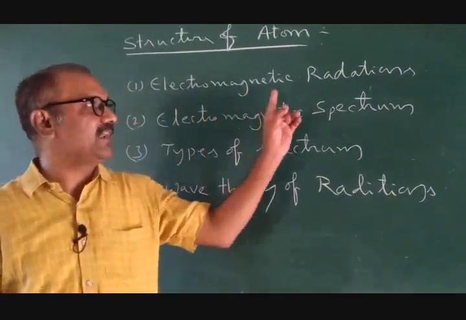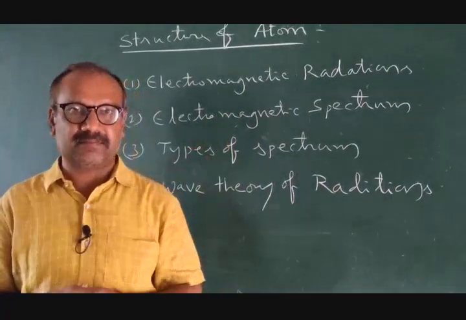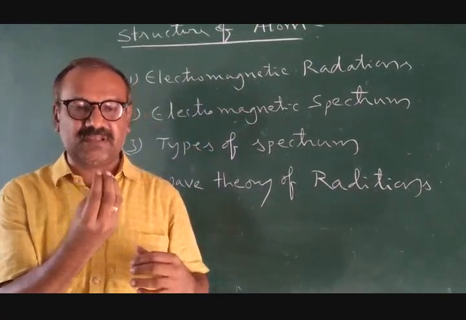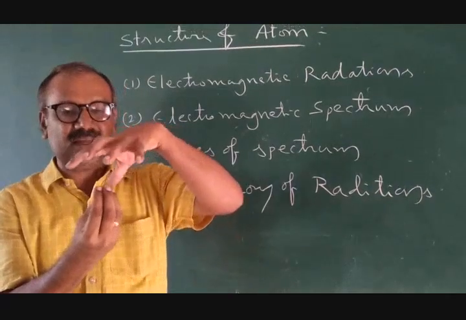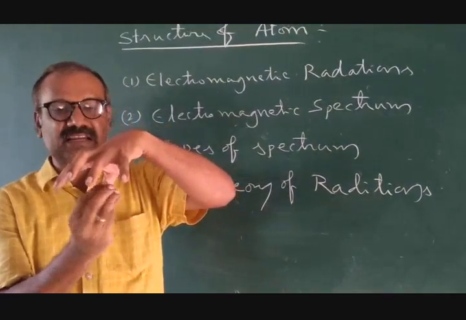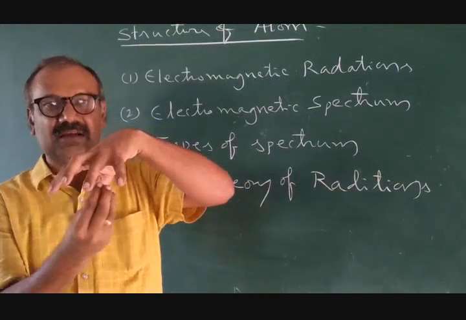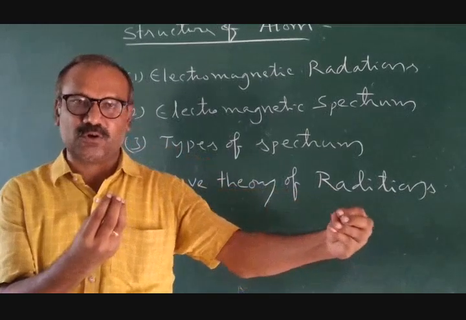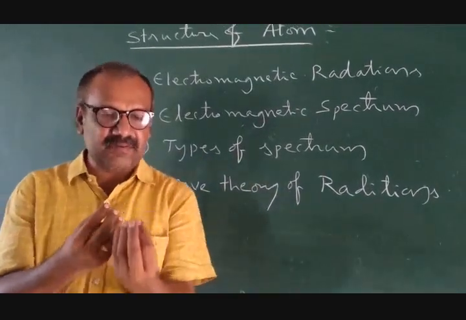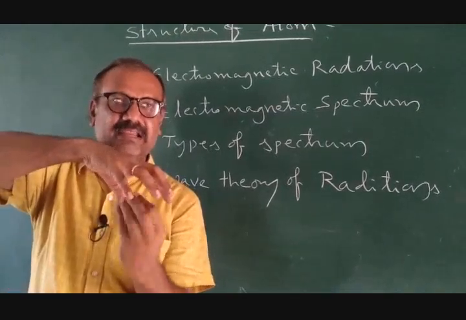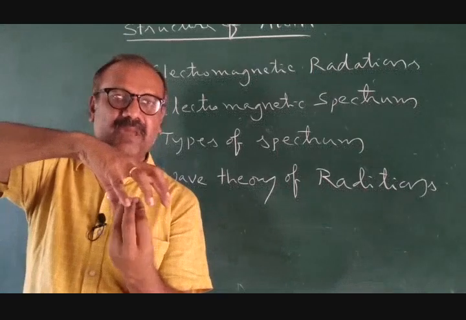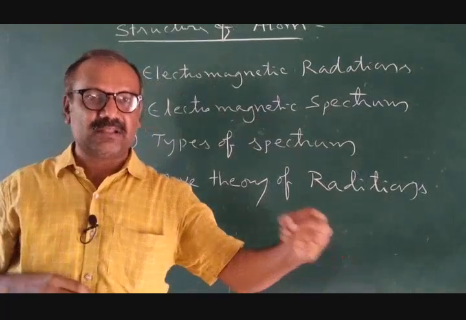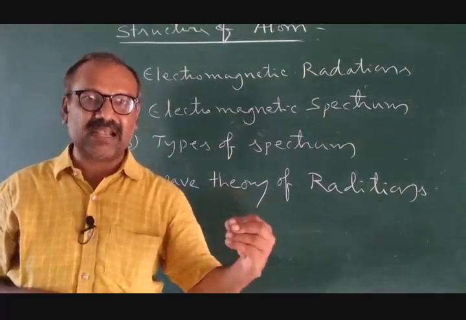Why is the name electromagnetic radiation given to that? When a substance with an electric field is kept under a magnetic field, and this electric field rotates under the magnetic field, some radiations are produced. These types of radiations are called electromagnetic radiations. Otherwise, if a magnetic field is rotated under an electric field, some radiations are evolved. Those radiations are also called electromagnetic radiations.